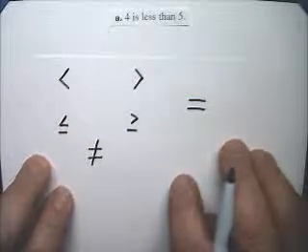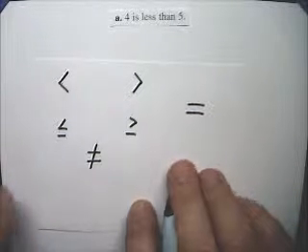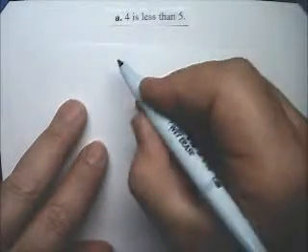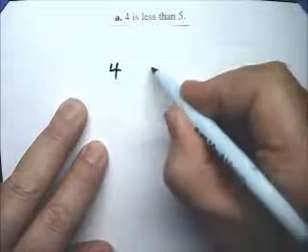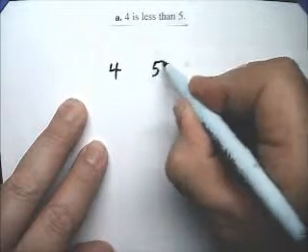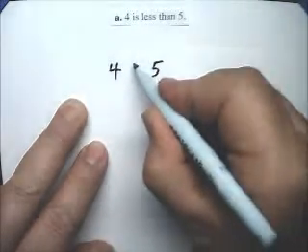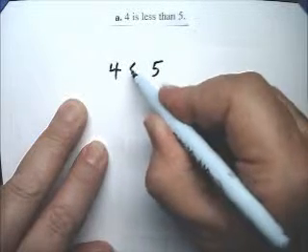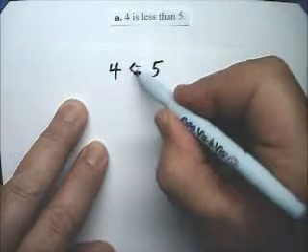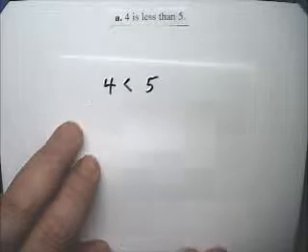Anyway, these are the inequality signs, and we're just starting with them, so we'll get used to them little by little. Here, 4 is less than 5. Now, the 4 is the lesser number, see? So the small pointy side goes toward the 4. The big wide open side goes toward the 5, because the 5 was bigger.